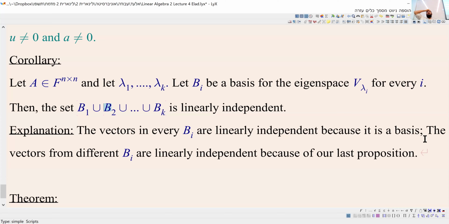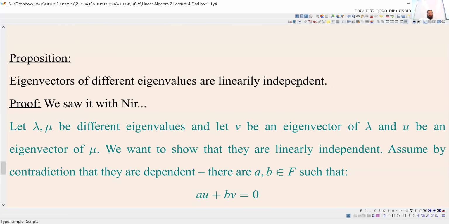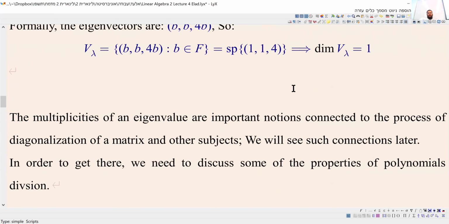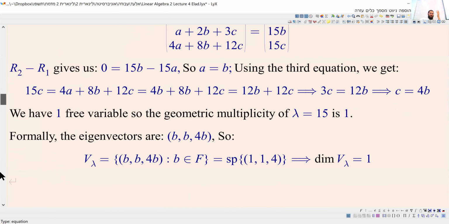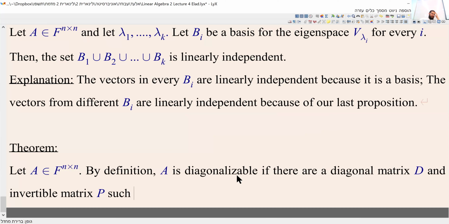Geometrically, yeah, the eigenspace might be a line. For example, you can look at our example here. The eigenspace is spanned by two vectors, which is a plane in the space R3. And talking about higher dimensions, we cannot imagine the concept.